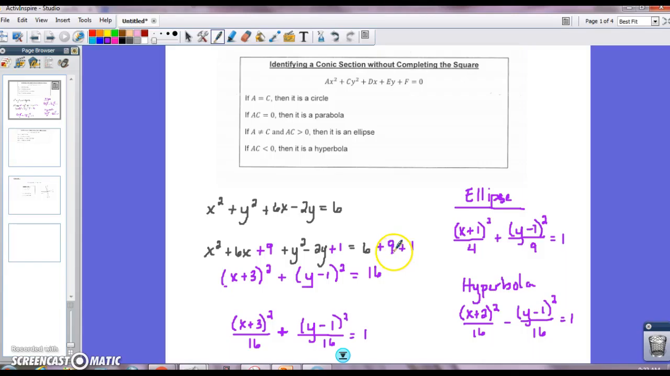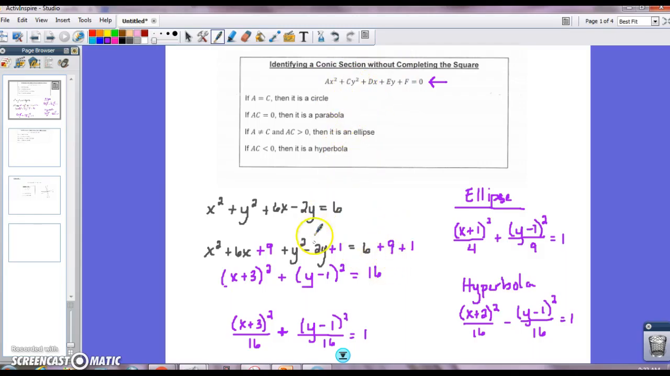However, we have a way to do it without completing the square. And what we do is we go to the general form of any conic section. And you'll see here that we have an x squared term, a y squared term, an x term, a y term, and a constant term. And you'll notice that there's no b value in here, and there's a reason for that, which we'll get into shortly. But strictly, we're sticking to A, C, D, E, and F.